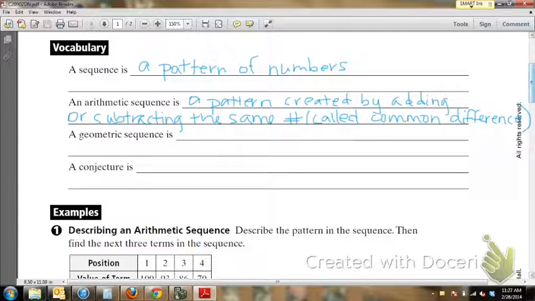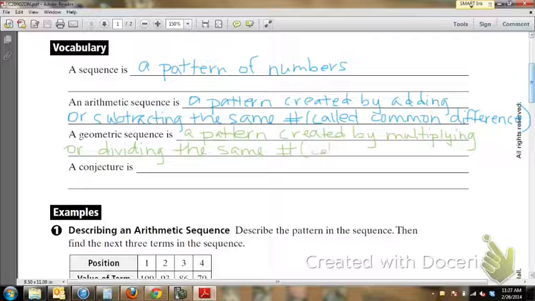A geometric sequence is a pattern created by multiplying or dividing the same number. And this time, that same number is called a common ratio. Because remember, ratio is fancy for fractions, and fractions mean to divide.